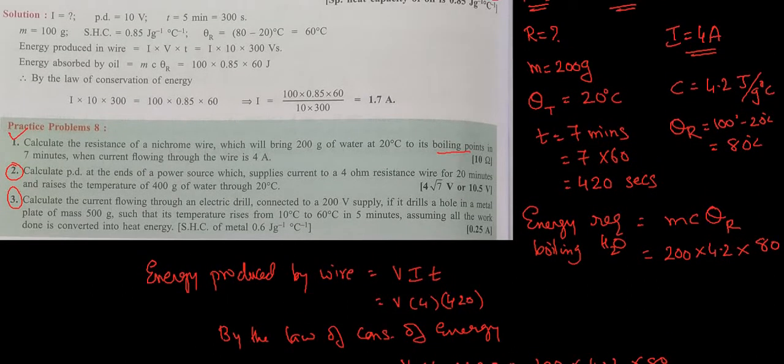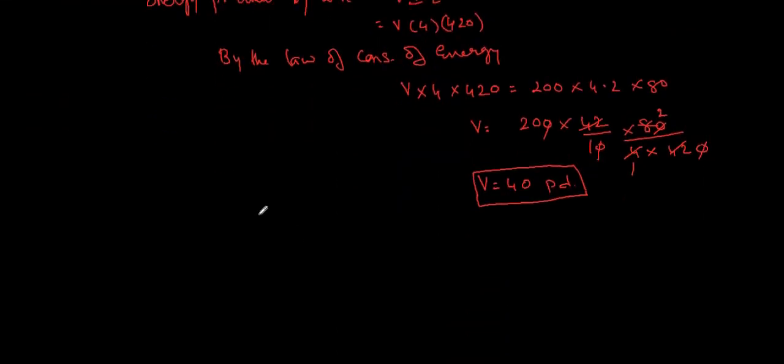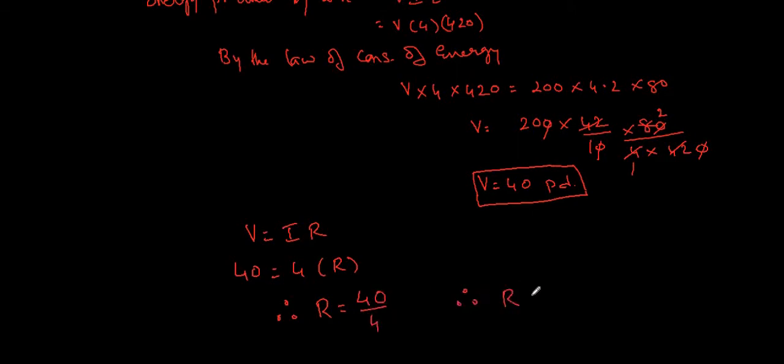We know the current passing through the wire is 4 ampere. So we know V is equal to what? V is equal to IR. What is V? 40. What is I? 4. What is R? That we have to find out. Therefore, R is equal to 40 upon 4. Therefore, R is equal to 10 ohms.